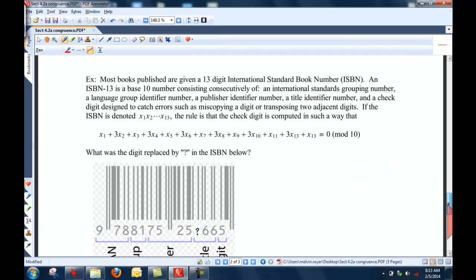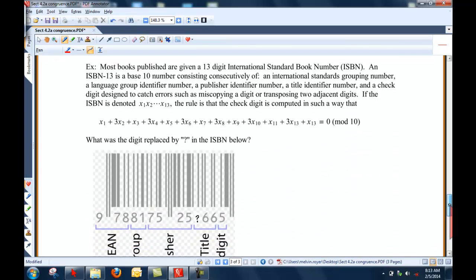Here's an interesting application of modulo arithmetic. Essentially every book published is given an ISBN number, and since 2007, I believe, it's been a 13-digit ISBN number. Before then, it was 10 digits, and the system worked slightly differently, but with the same basic idea. So here's an example of an ISBN 13.